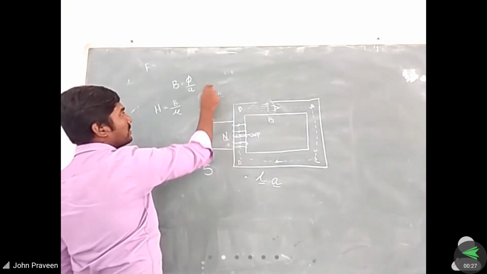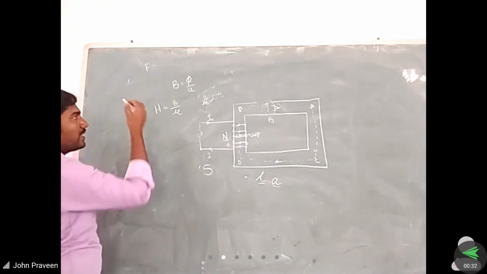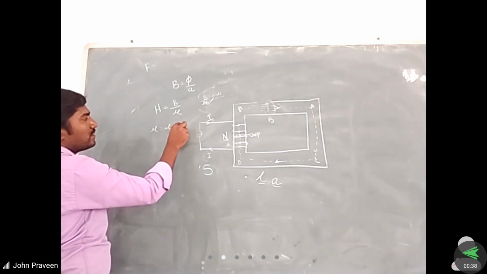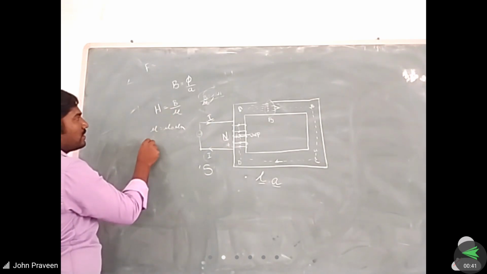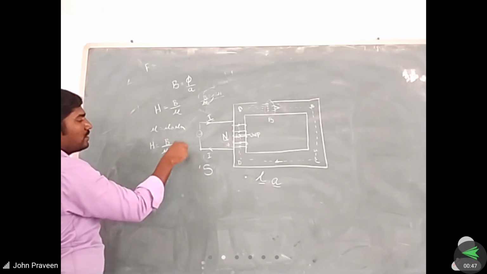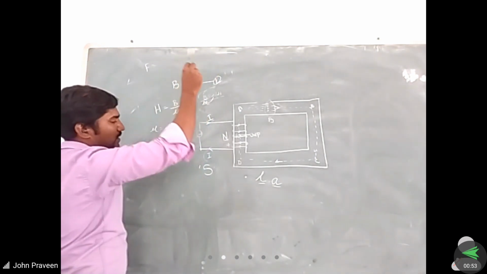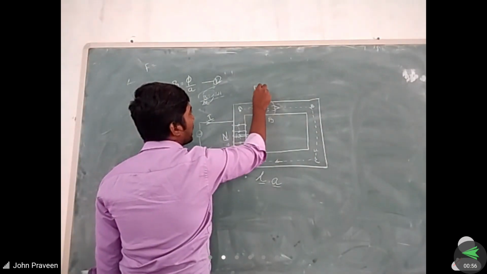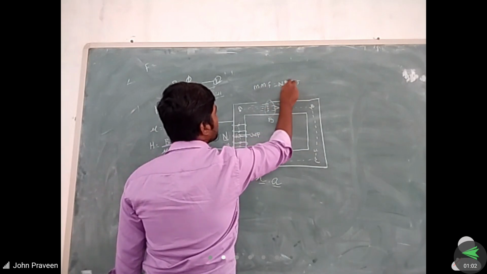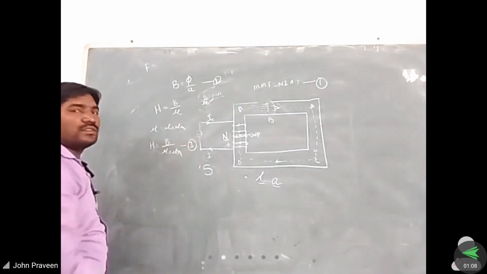Just interchanging the terms of LHS and RHS, we are getting the equation as H is equal to B by mu. Already we know that mu is equal to mu naught into mu r. Substituting the values here, H is equal to B by mu naught into mu r. This is equation 2. Before that we have derived the equation MMF is equal to N into I. This is equation 1, this is equation 2 and this is equation 3.